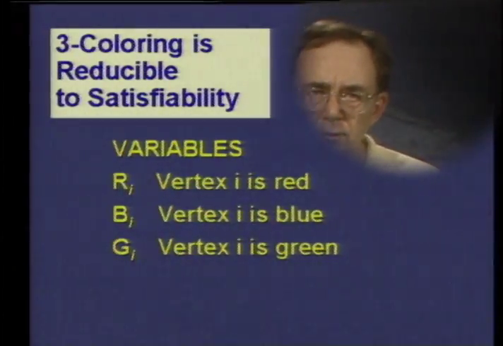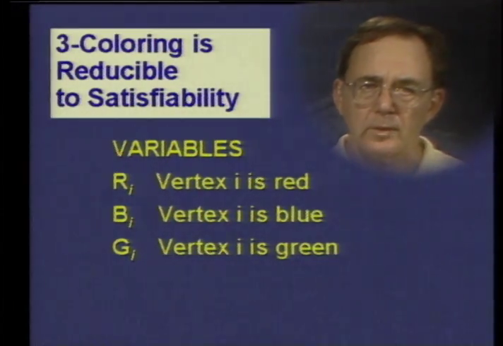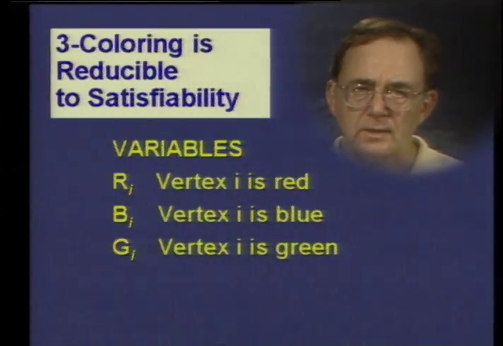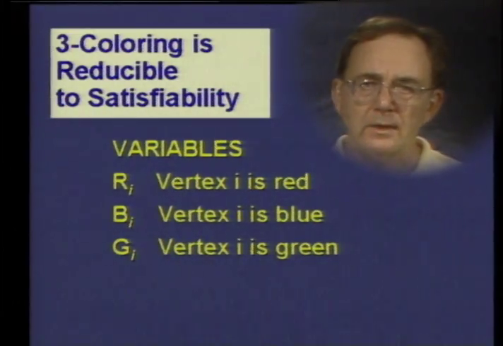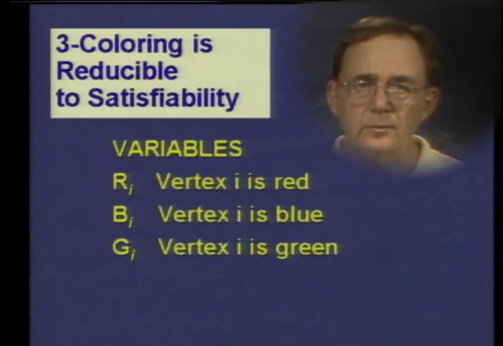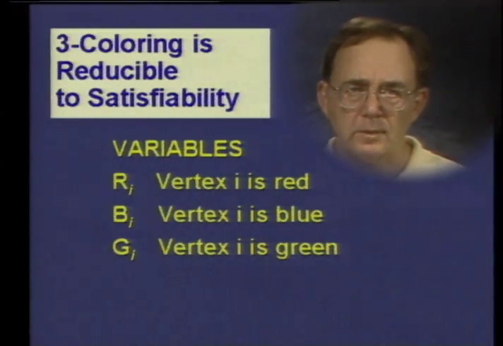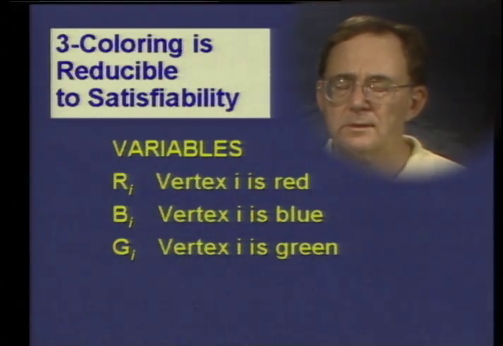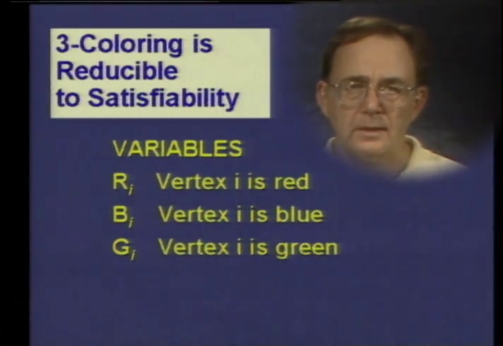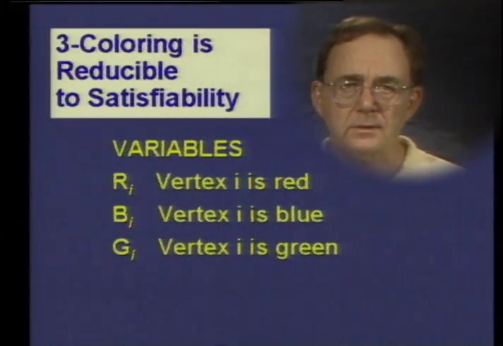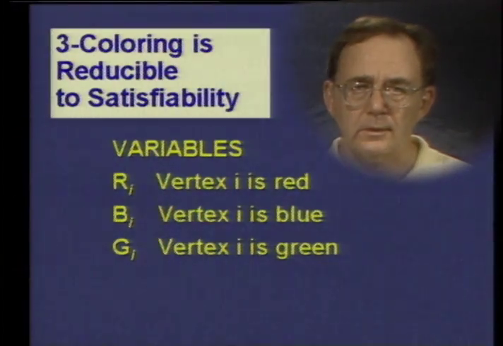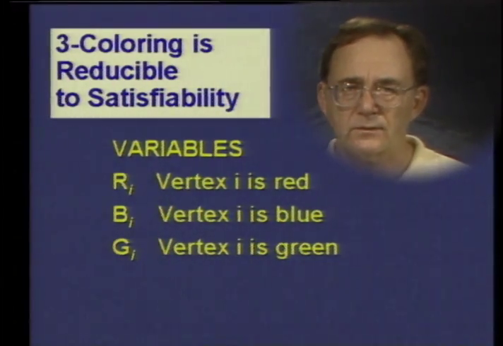Now we're going to link these two problems by showing that the three-coloring problem is reducible to the satisfiability problem. If you recall the definition, this means that we have to give a transformation which is easily computed, that is, polynomial-time computable, which will take any instance of the three-coloring problem, that is, any graph, and produce from it an instance of the satisfiability problem, that is, a conjunctive normal form formula, such that the graph is three-colorable if and only if the formula that we've produced is satisfiable.